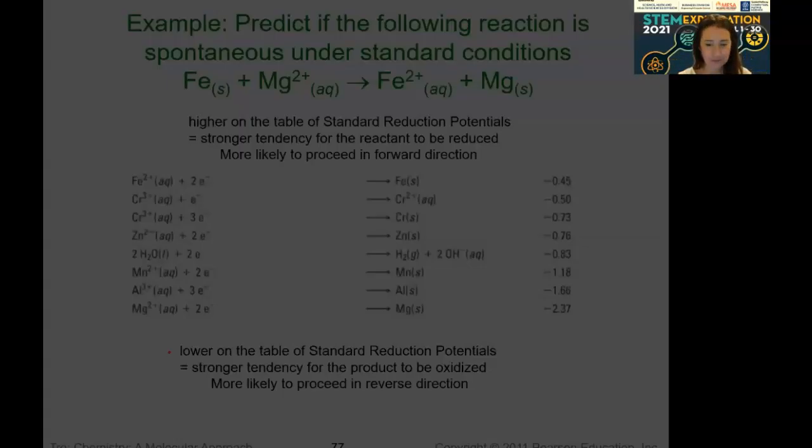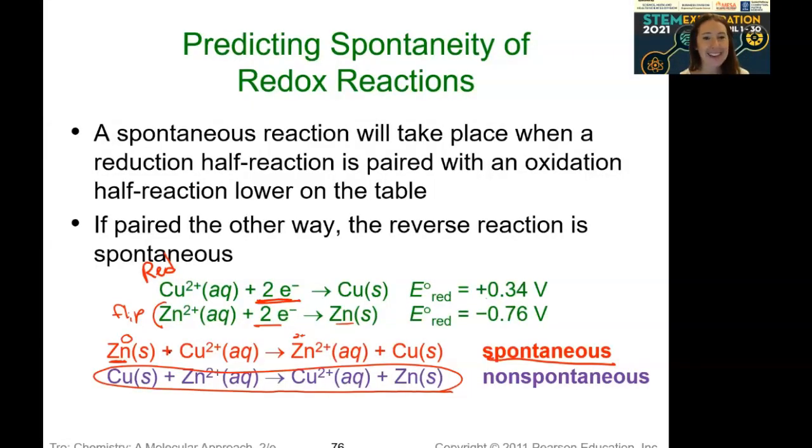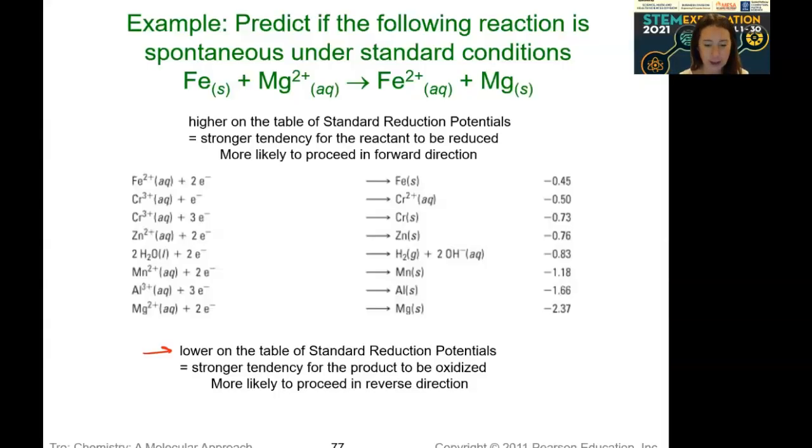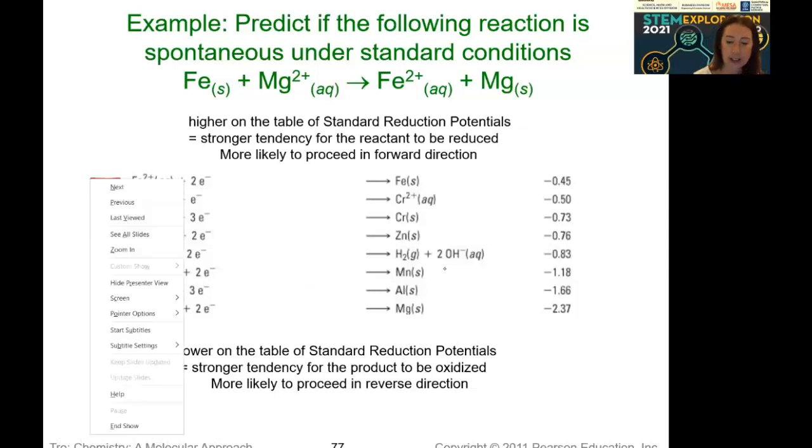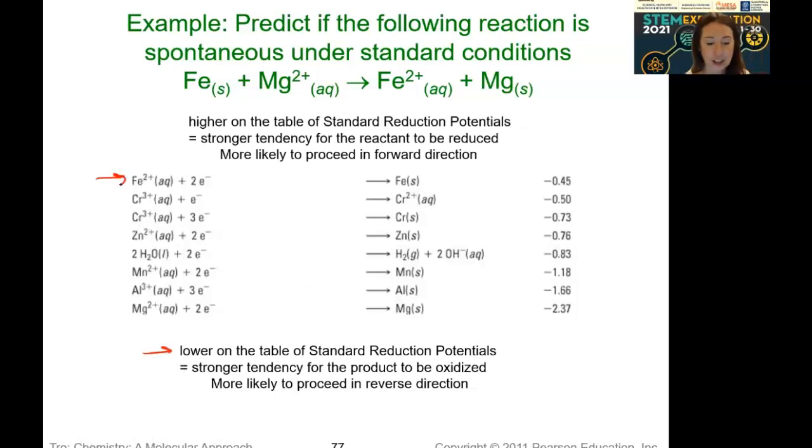So basically, here's my statement. How do I say this? I actually think I wrote it in my PowerPoint. Any half reduction is spontaneous when it's paired with the reverse of a reaction below it. What does this mean? So here's a table. If the reaction on the top is written in the forward direction and the reaction below it is flipped, it's spontaneous, right? So any reaction occurs when the one higher on the table goes in the forward direction and the one below it is flipped, meaning oxidized. It will be a spontaneous reaction.